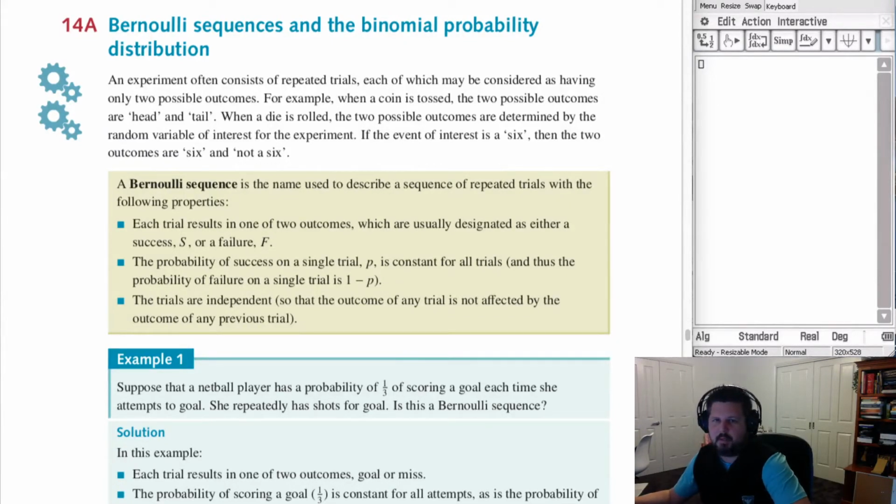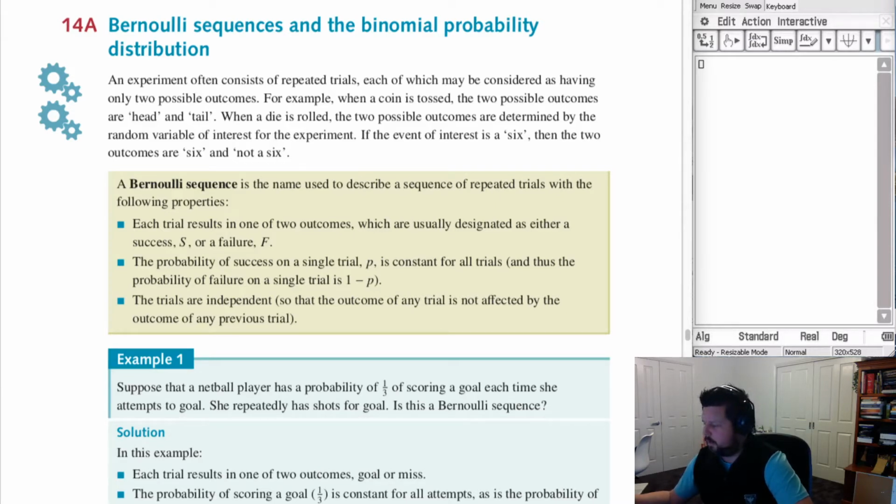Today we're looking at Bernoulli sequences and the binomial probability distribution. So what you do need to know is the following. Let's say you consider a coin toss. You know that there's two possibilities. You can either get a heads or a tails.